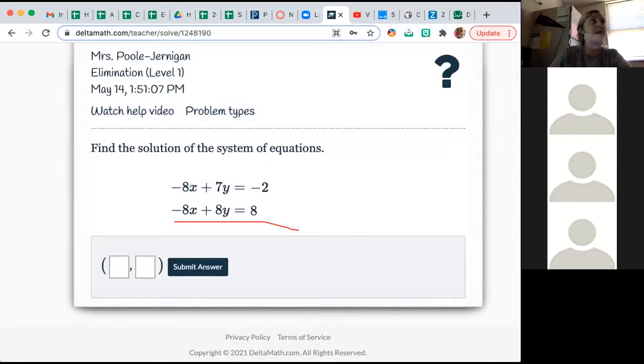Sean, which pair looks like it's almost ready to eliminate? The X's or the Y's? The X's, y'all look at the numbers. The X's both have an 8 with it, don't they? Amaya, you with me? The X's both have an 8. The signs aren't different, though. So look, y'all, they won't cancel yet.